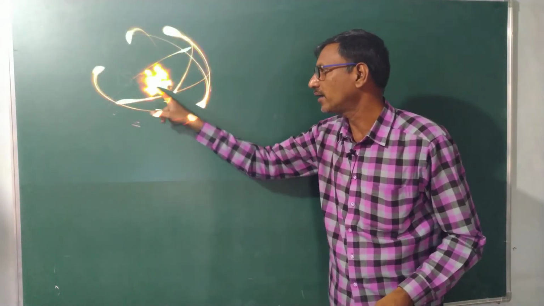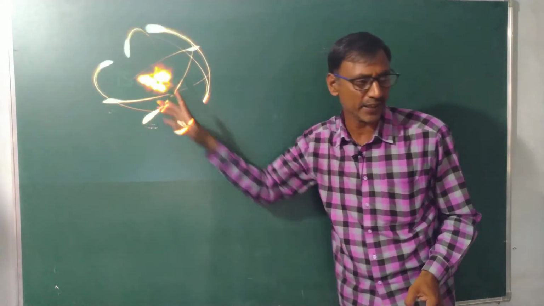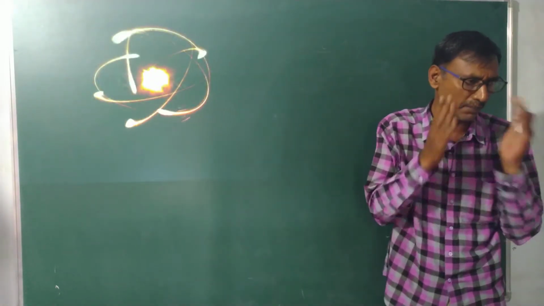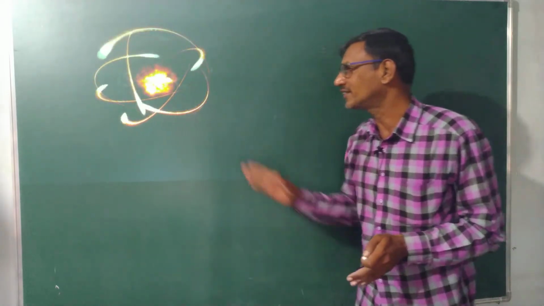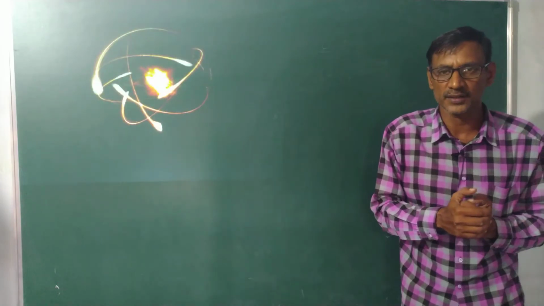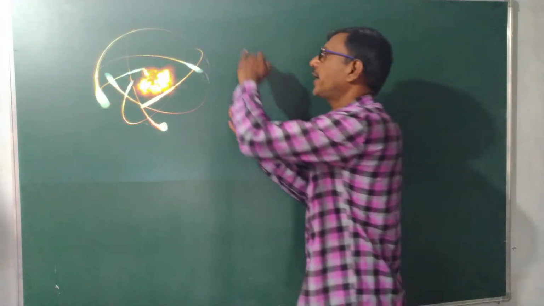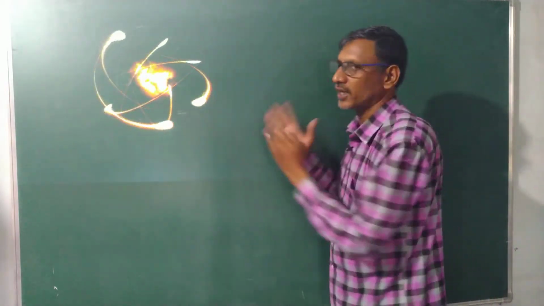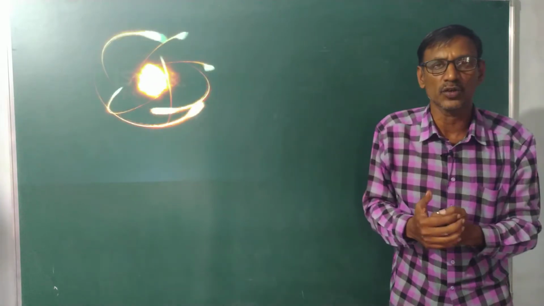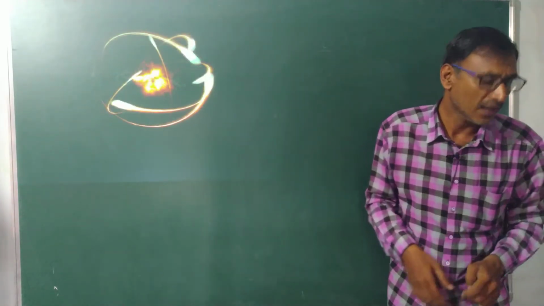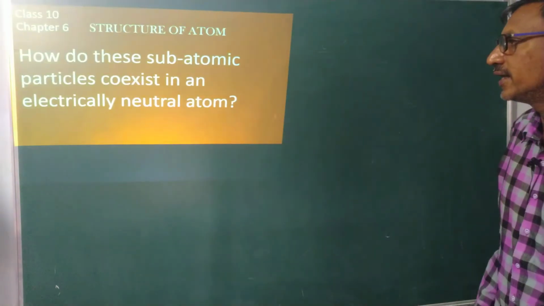See, this is my nucleus. In the nucleus we can see protons and neutrons, but we cannot see them with the naked eye because they are moving very fast. This is just an idea of how they revolve around the nucleus. How do they spread over and revolve around the nucleus? These things we can discuss in this lesson.